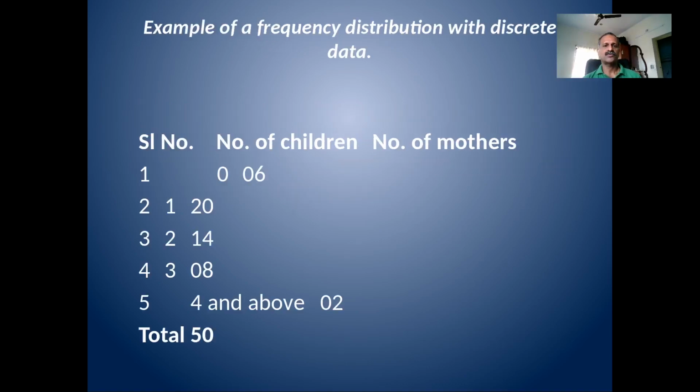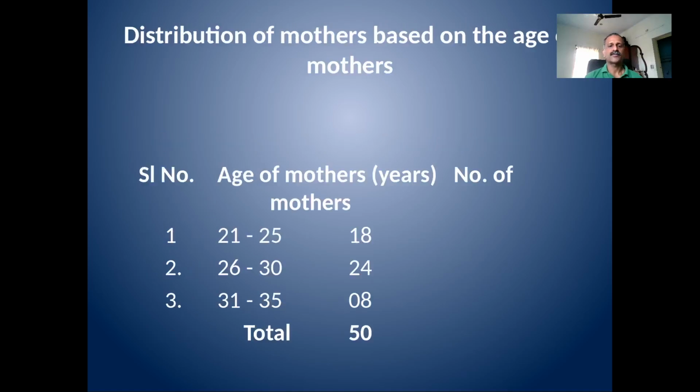So this is how a frequency distribution is represented: the serial number, number of children and the number of mothers. Serial number 1, 2, 3, 5 is there. Number of children 0, 1, 2, 3, 4 is there. The number of mothers 6, 20, 14, 8. So this is how, and the alignment is altered here in the PowerPoint.